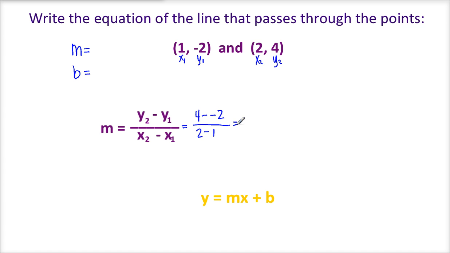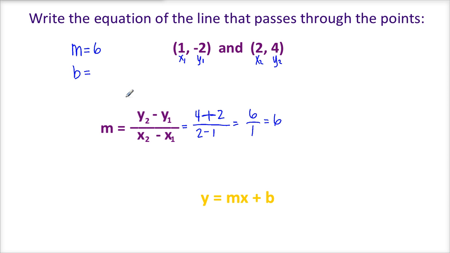And what do we get? 4 minus a -2 is the same thing as adding 2. So 4 plus 2 is 6, and then 2 minus 1 is 1. And 6 over 1 just simplifies to be 6. So the slope of the line is 6.